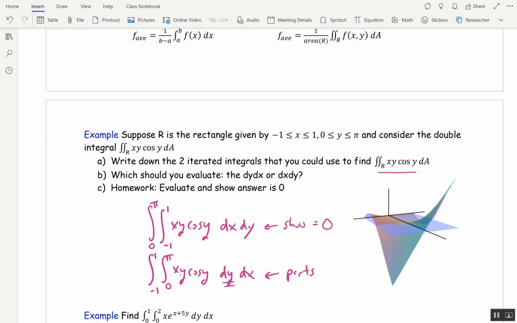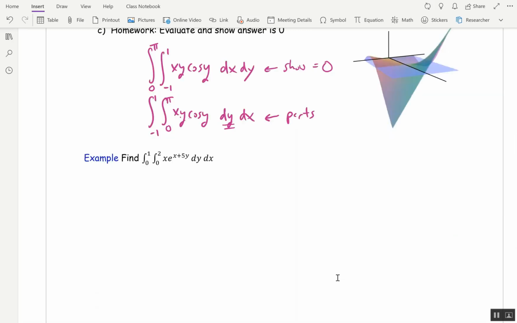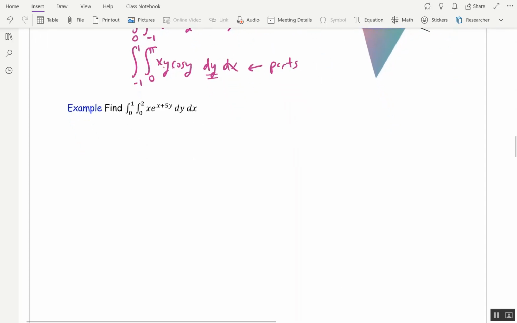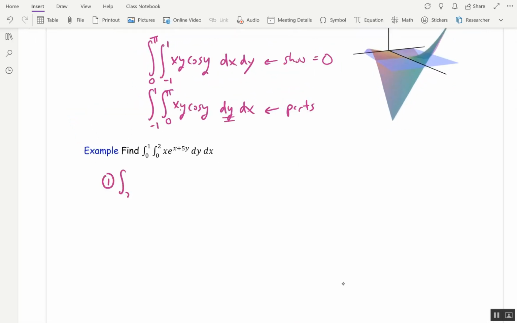I'm going to do one more problem with you. Evaluate this double integral, and you've got one like this in your homework. So first we do the inside integral, 0 to 2, x e to the x plus 5y dy. Now x is constant, so you can all do this by inspection. This is going to be x over 5, or 1/5 x e to the x plus 5y. Okay, and then our limits are 0 to 2.